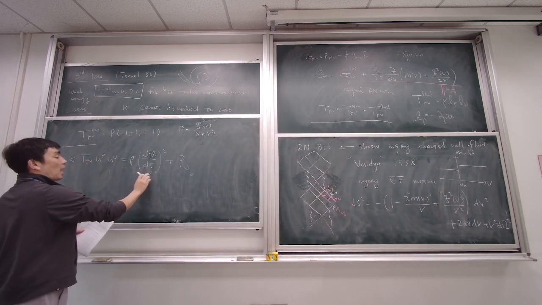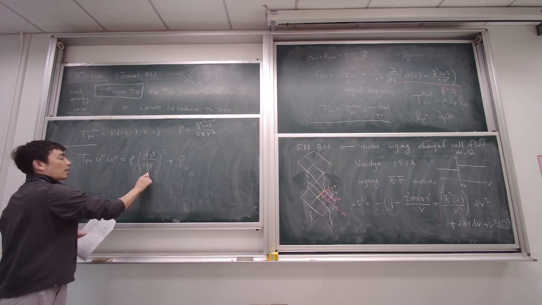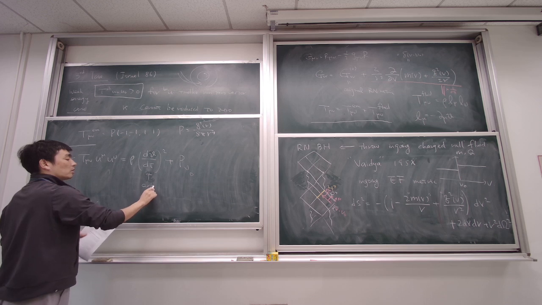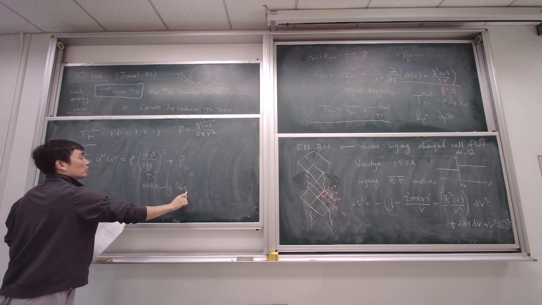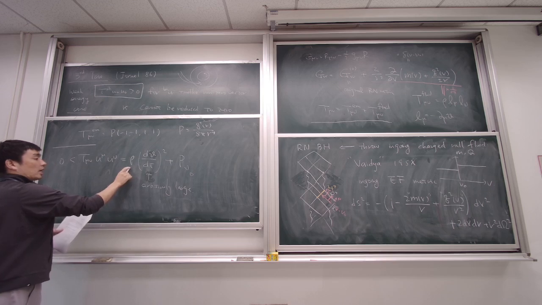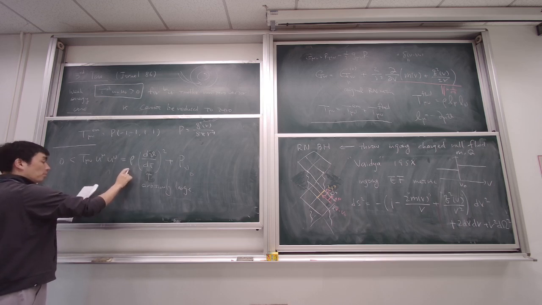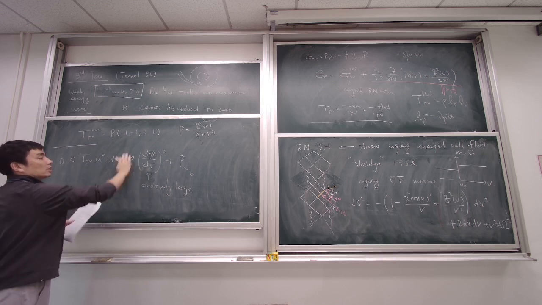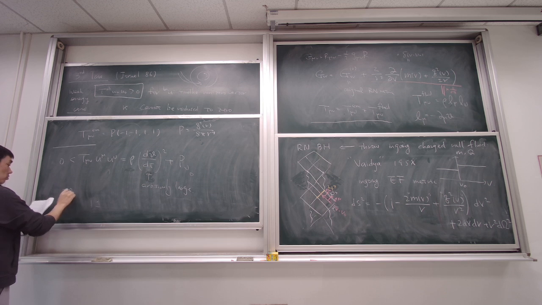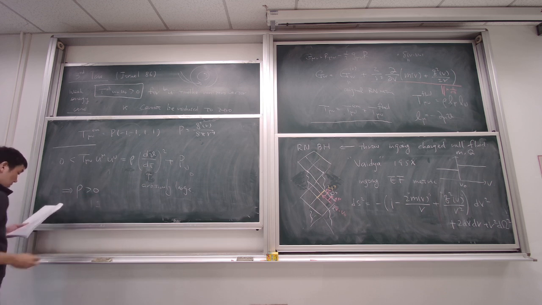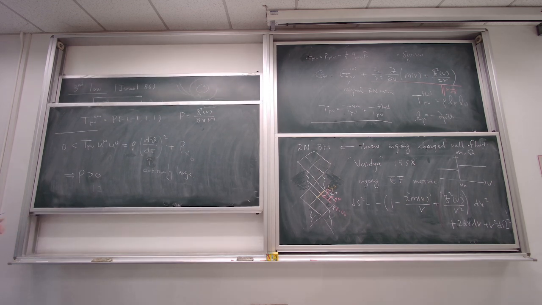So this can be arbitrarily large. Therefore, this has to be positive. If it is negative, this quantity dominates, and it can be negative. So this means that rho has to be greater than 0.